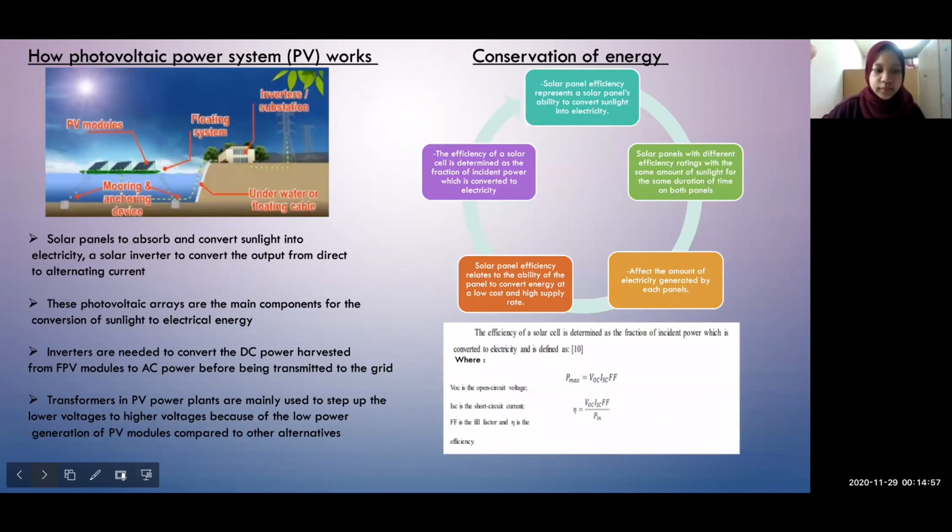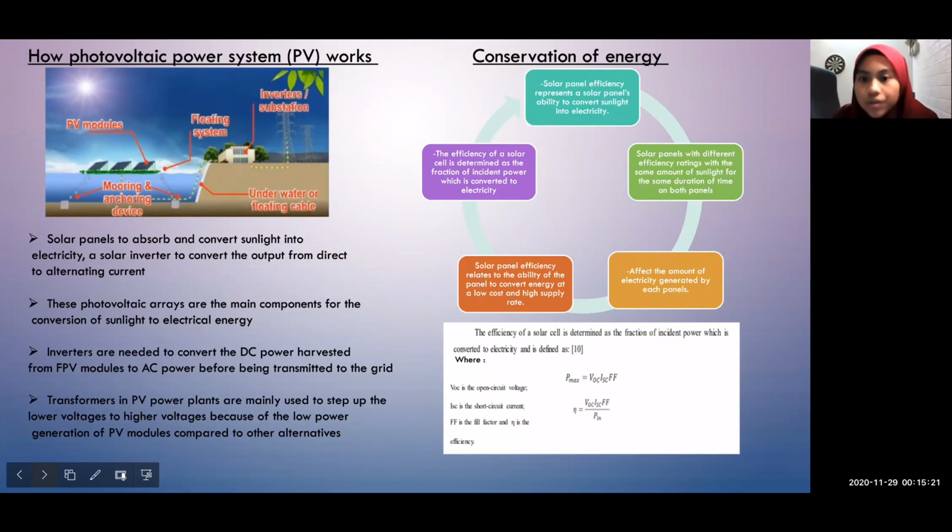Next. Alright, so this is how photovoltaic power system PV works. Firstly, the solar panels will absorb the sunlight and convert it into electrical energy. And the photovoltaic arrays are main components for the conversion of sunlight to electrical energy. The inverter is important to convert DC power to AC power before being transmitted to the grid. And the transformer is used to step up the lower voltage to higher voltage.